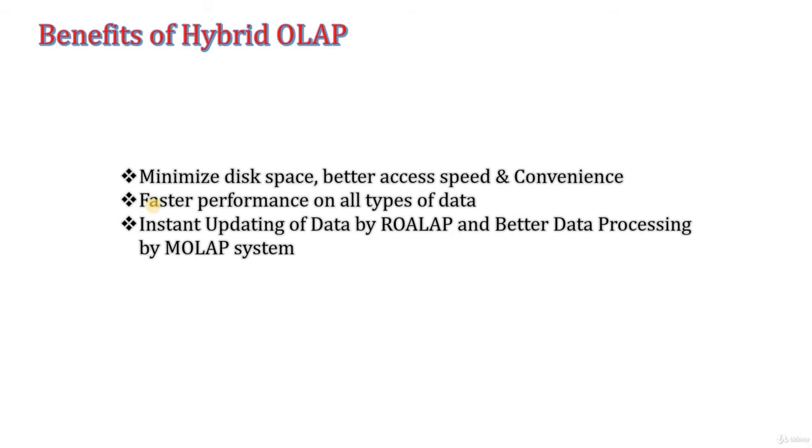Faster performance on all types of data. Hybrid OLAP uses cube technology, which allows faster performance for all types of data. Since the data is stored in a specific cube for its own purpose, the querying targets a specific cube while retrieving the data. That means the query you are sending is going to target that particular cube. The performance is better in terms of retrieving the data because the query is going to the tables where the data resides, rather than searching for that particular data among all the tables.